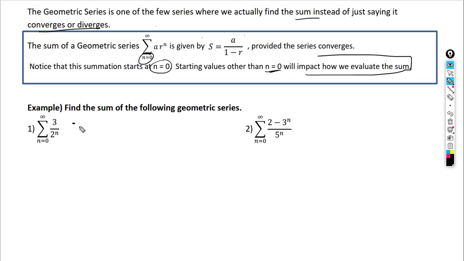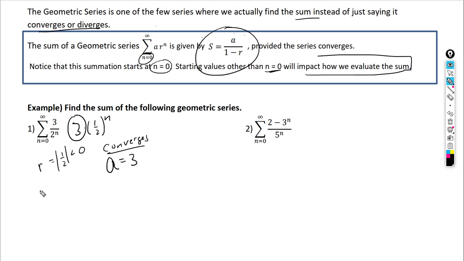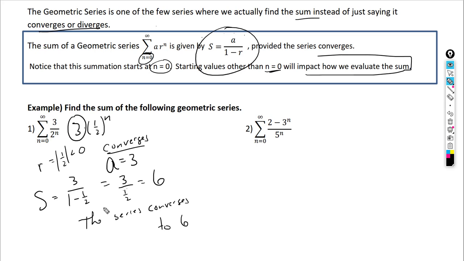In this case, this is 3 times 1/2 to the n, and therefore r is equal to 1/2, which is less than 1, so this converges. Great, it converges. We actually did this one on the previous page. And because this converges, we know that a is equal to 3, that 3 is our a value. So now I use this. The sum is equal to a over 1 minus r, which is 3 over 1 minus 1/2. 1 minus 1/2 is 1/2, so this is equal to 6. So the series converges to 6. That's what that number means.